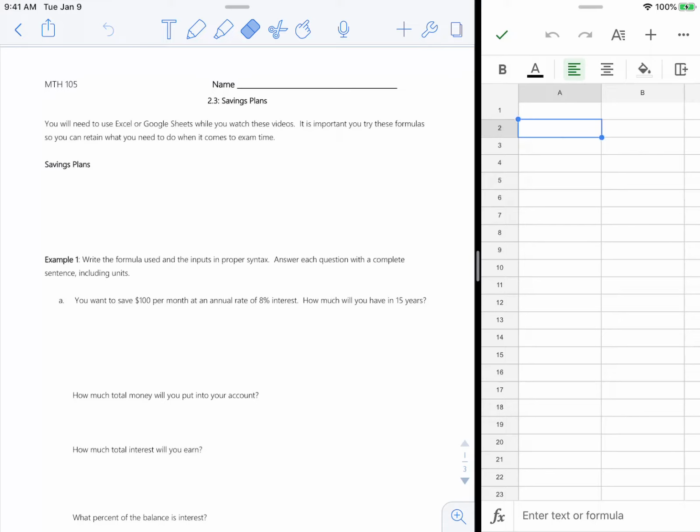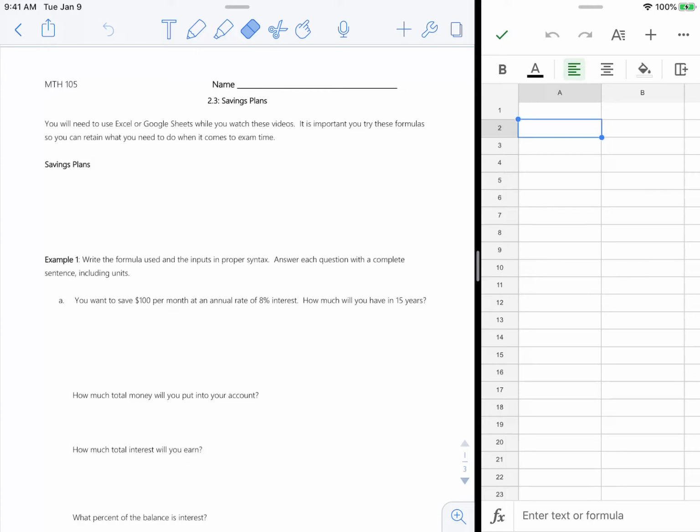Hi students, these are your 2.3 notes on savings plans. And I really hope you look through the text to look at more examples, and they actually give you a formula for you to solve these by hand. But I'm not going to require you to look up any terminology for this section.